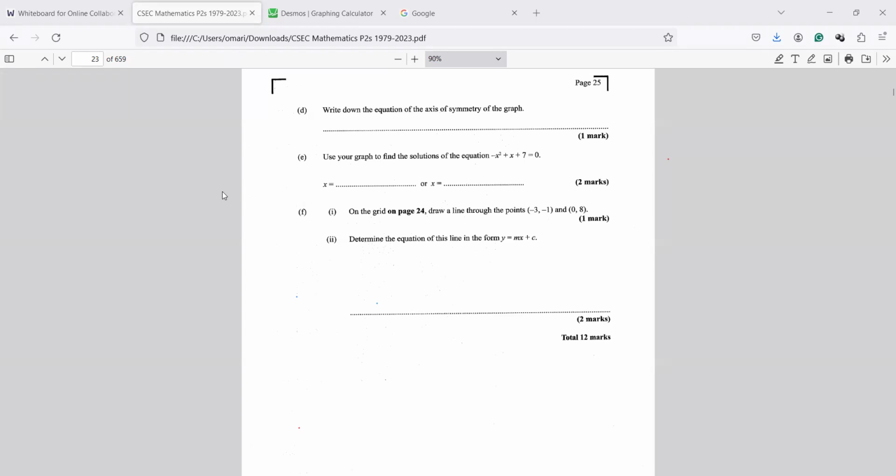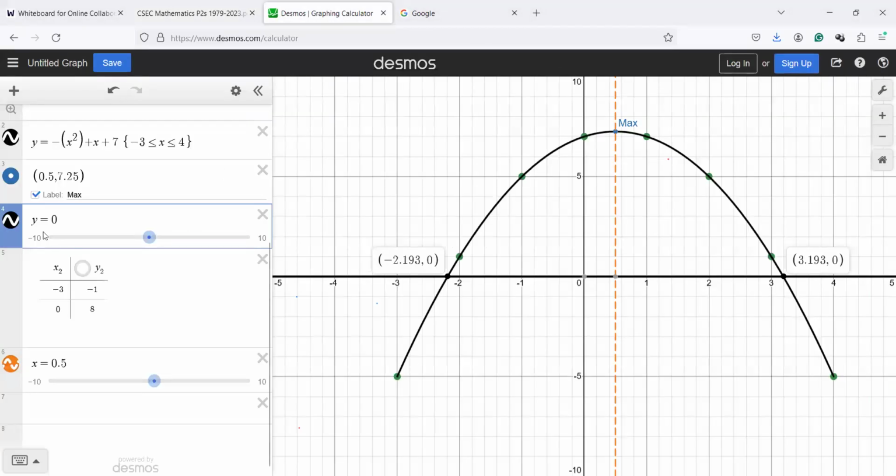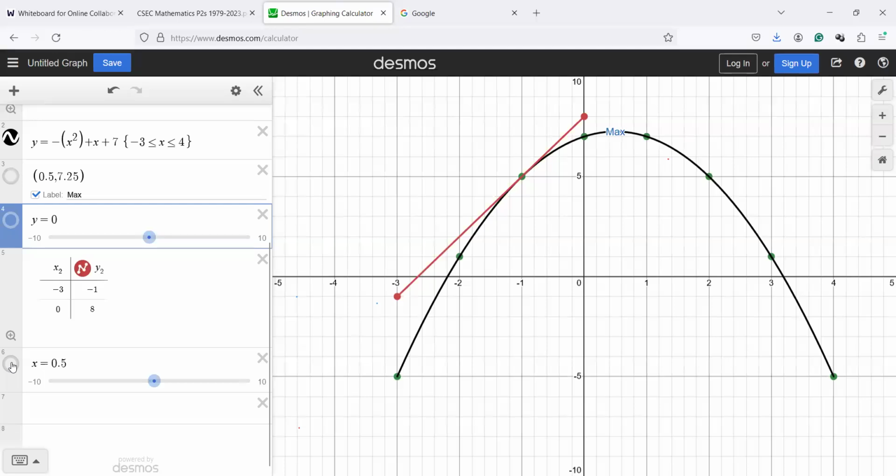All right, so they want us to draw a line through the points -3 and 1 and 0 and 8, and then they want you to determine the equation of this line. So, you know, in drawing that line, they're basically asking you to find what is the y-intercept, what is the gradient? So you can do that manually, or you can draw the graph and then decipher it from the graph. In most cases, persons still have to do it manually in order to find the graph itself.